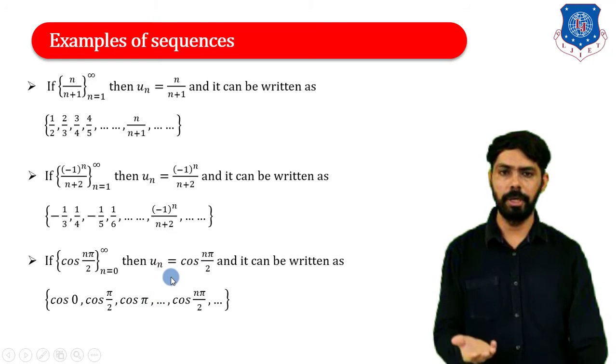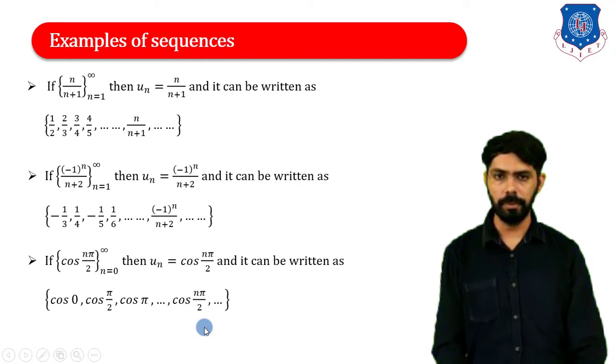Same way for the third term, we will put n is equal to 2 in un, so it will be cos 2 pi divided by 2. The 2 cancels out, so it will be cos pi, and so on, and the nth term is cos n pi by 2, and so on.